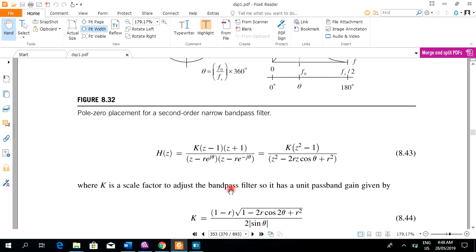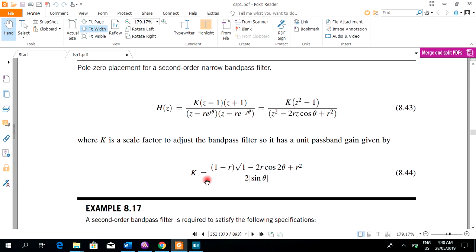Let's have another explanation. What will be the response of the filter? It will be K into z square minus 1 over z square minus 2 r z cos theta plus r square. K is the scaling factor here, which is calculated by the following formula for this case.